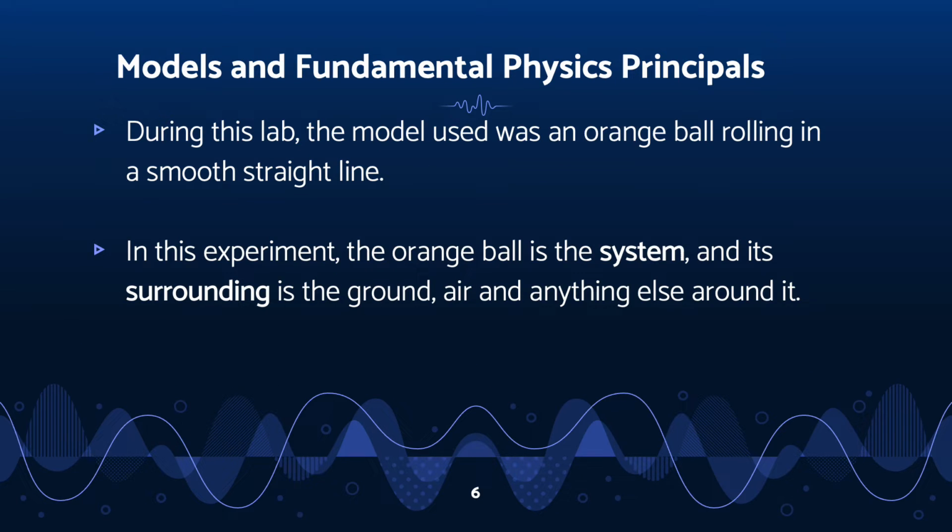During this lab, the model that was used was the orange ball rolling in a smooth straight line, and for this experiment, the system was the orange ball itself, and its surroundings were the ground, air, and anything else around it.